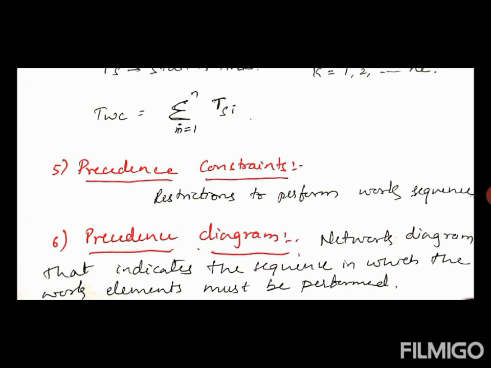It may be possible that work element 4 cannot be done unless work element 3 is completed, meaning work element 4 depends upon work element 3. That is what we call precedence constraints. Precedence means what all the constraints are that come before doing the next work element. That is what we call precedence constraints.